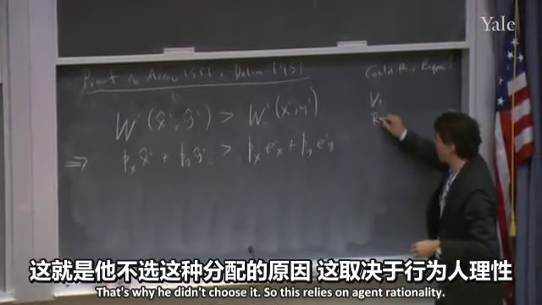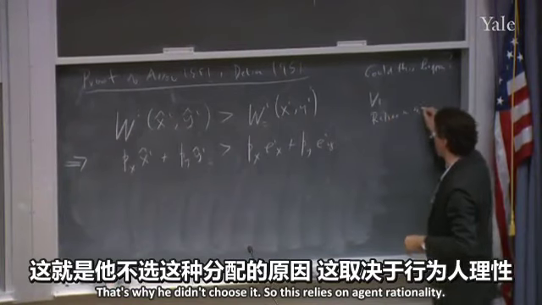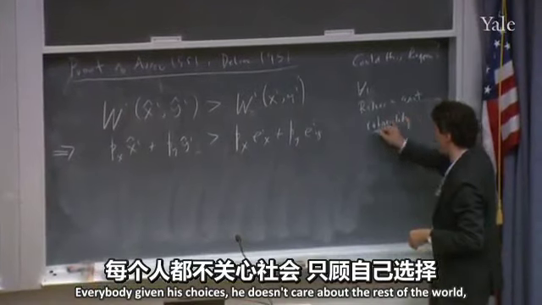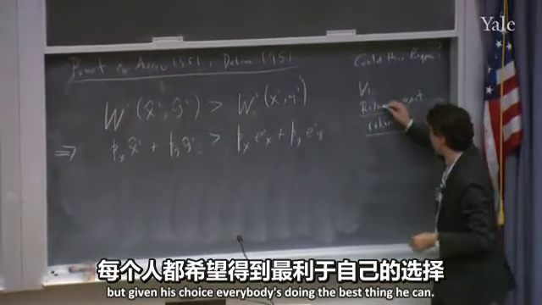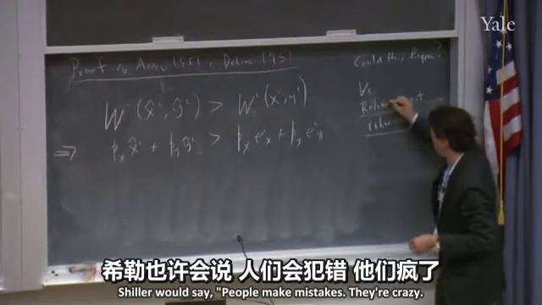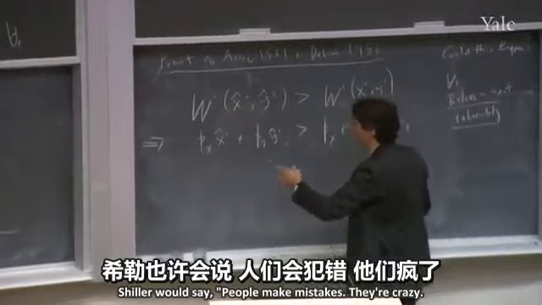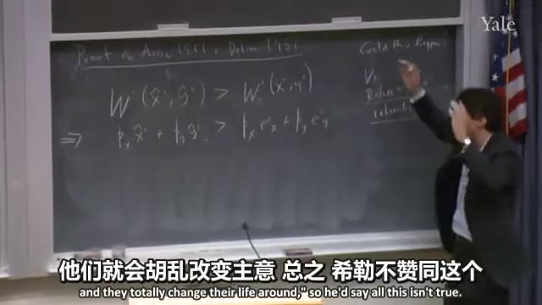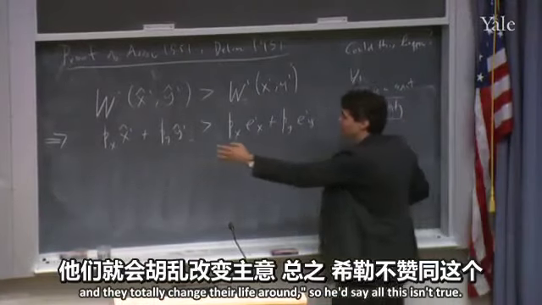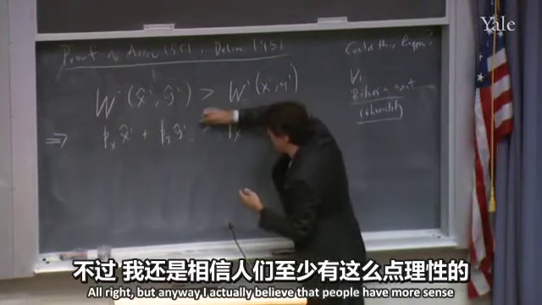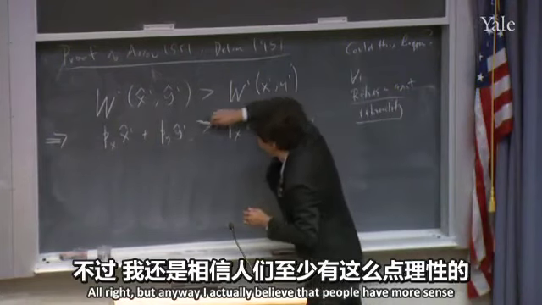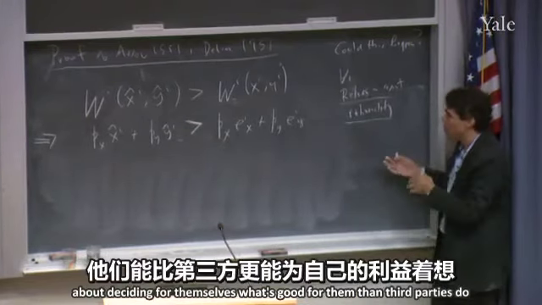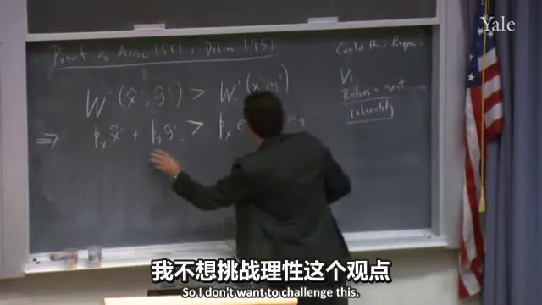So this relies on agent rationality. Everybody, given his choices, doesn't care about the rest of the world, but given his choices, everybody's doing the best thing he can. Now, Shiller would say people make mistakes, they're crazy, they have no idea what they're doing, they're stupid, some guy tells them a story in the bar one night and they totally change their life around. So he'd say, well, this isn't true. But I actually believe that people have more sense about deciding for themselves what's good for them than third parties do. So I don't want to challenge this.